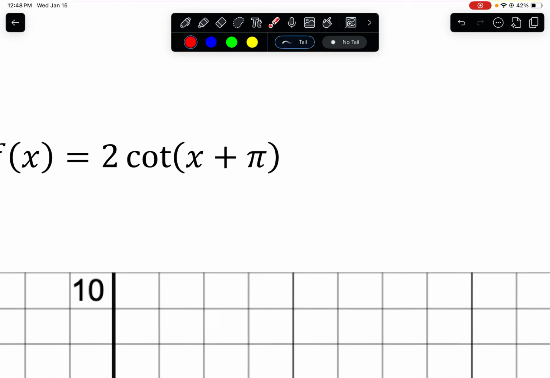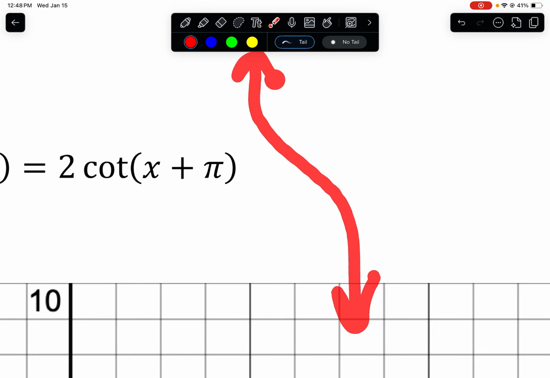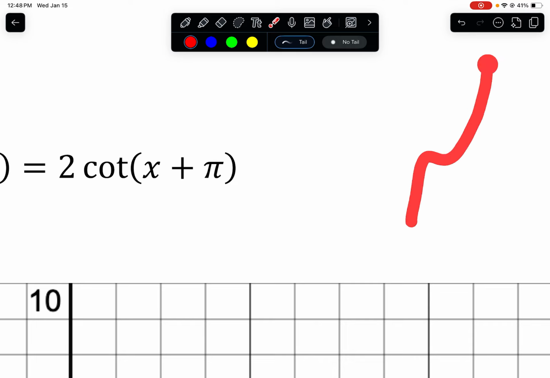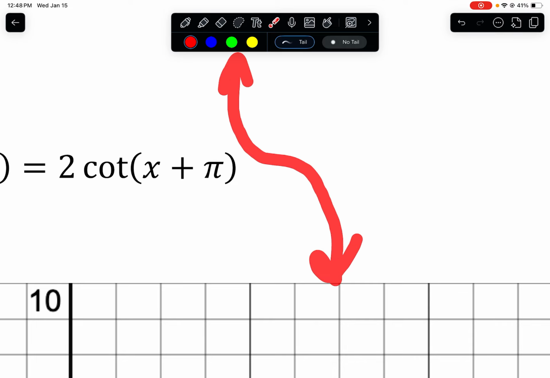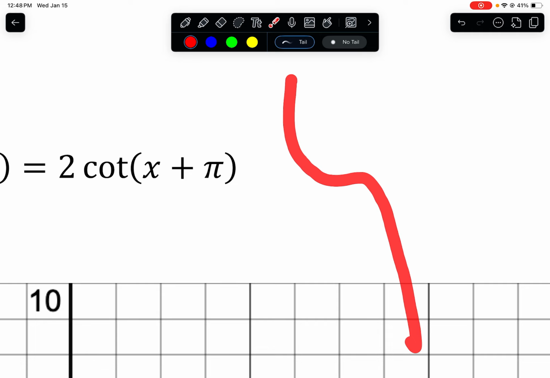is cotangent graphs are going to be going down like this. So tangent graphs go up and to the right, cotangent graphs go down to the right. Okay, so if I do a negative cotangent, then that would look like a tangent graph. Whereas if I do a negative tangent graph, then that would look like a cotangent graph that's going down.